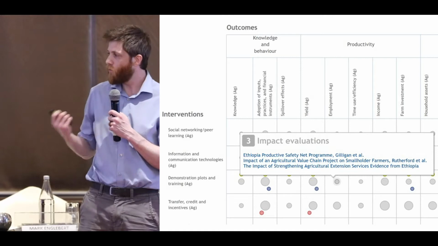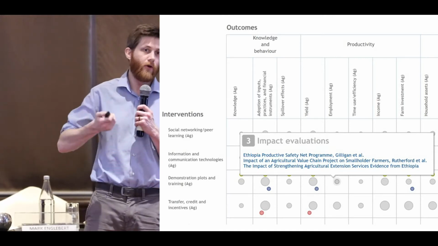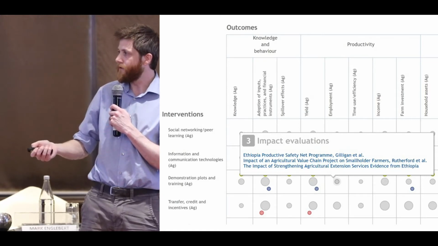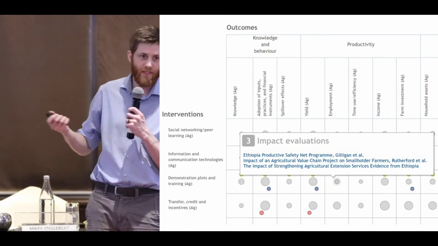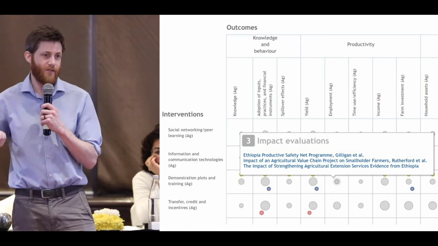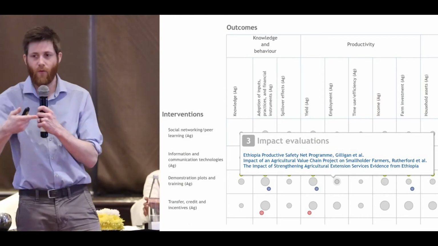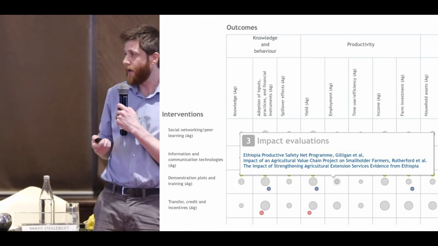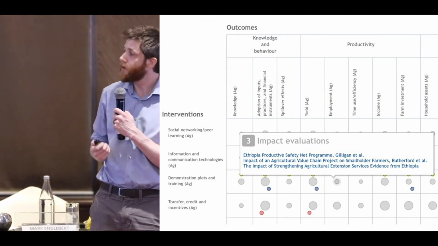And once we complete them, we have an online platform where you'll have the different cells populated by bubbles, and depending on the size of the bubble, that tells you how much research there is. You can hover over one of them and see what are the studies that have looked at that intervention and outcome pair.